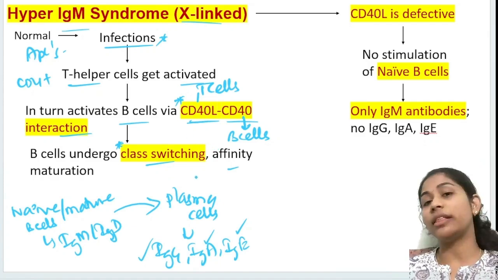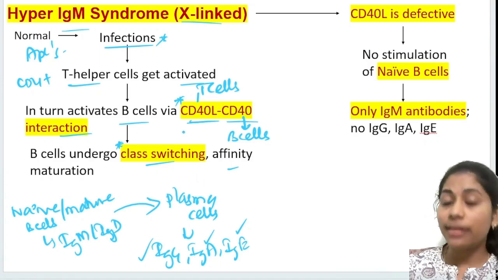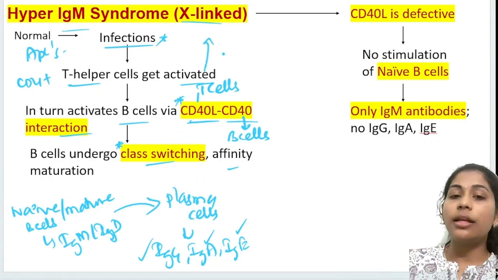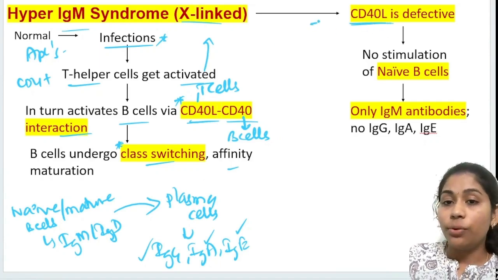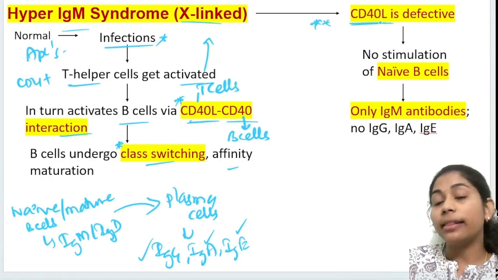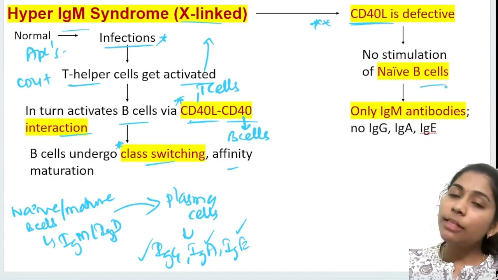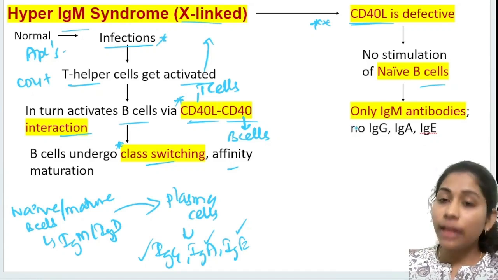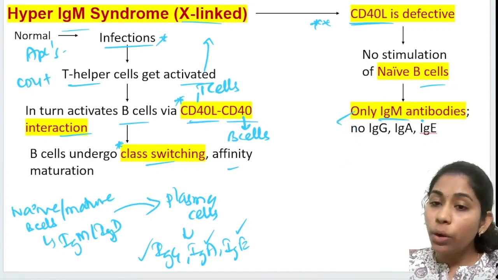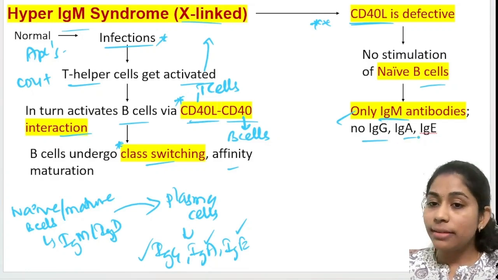So whatever we have discussed till now is completely normal. When these normal things don't happen, this results in the syndrome called X-linked hyper IgM syndrome. What is the problem here? The CD40 ligand on the T cells is defective, okay. So when this is defective, the stimulation won't be there, the naive B cells will remain naive B cells, and they will have only IgM and IgD. So even when the infection is there, these naive B cells only proliferate and produce only IgM antibodies. That's why the name is hyper IgM syndrome. They won't have IgG, IgA and IgE.